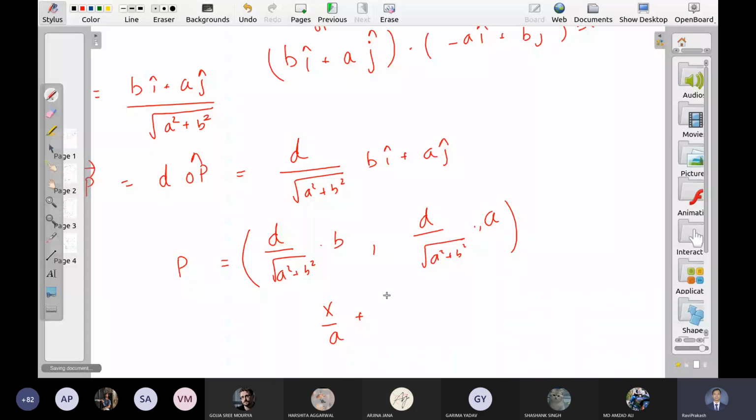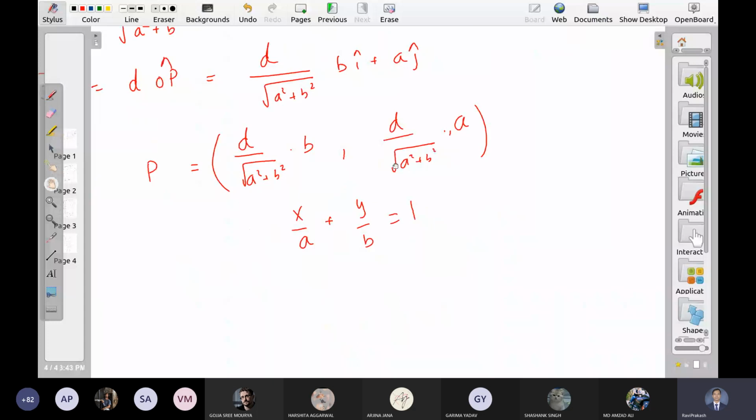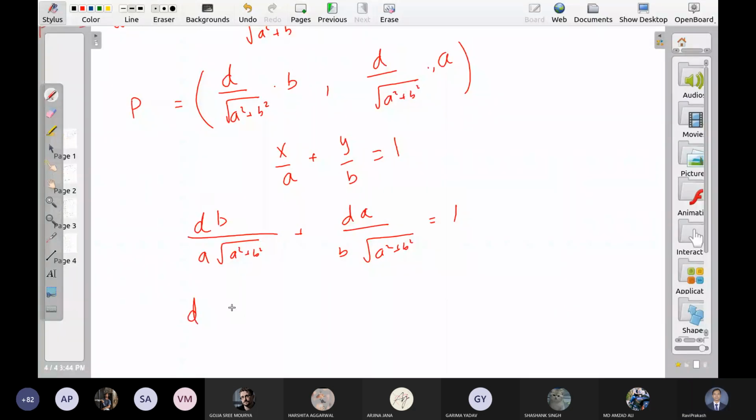So if I put x is equal to this value and y is equal to this value, this point must satisfy this equation. Put it: D B upon A plus D A upon B is equal to 1. What are we interested in? D. D is out. Square root A square plus B square on this side. What we are left with here is B upon A plus A upon B. How much is that? A square plus B square upon AB.